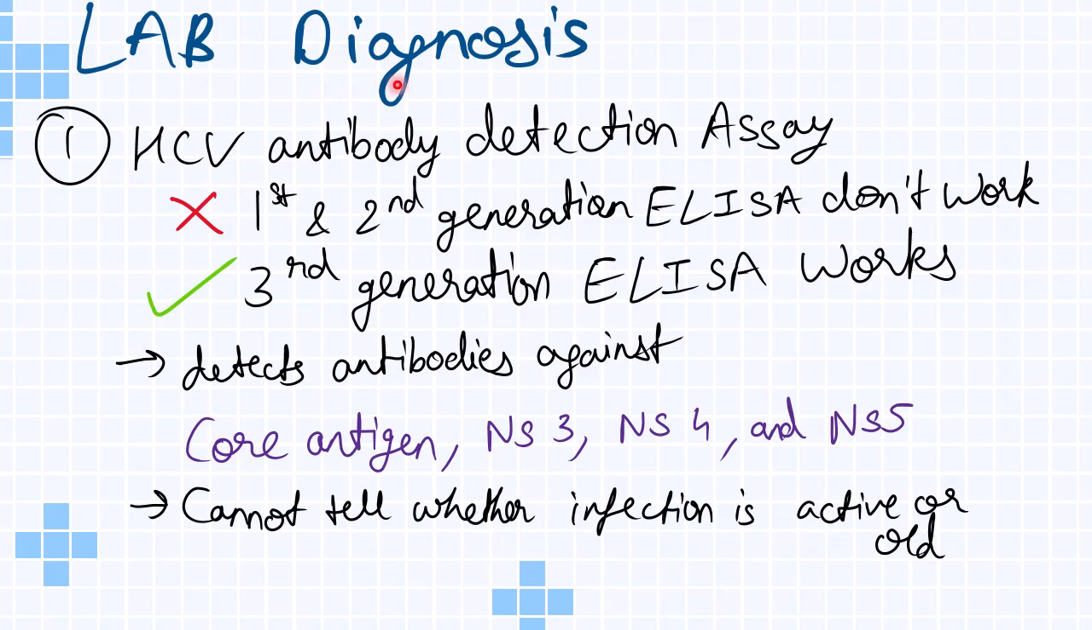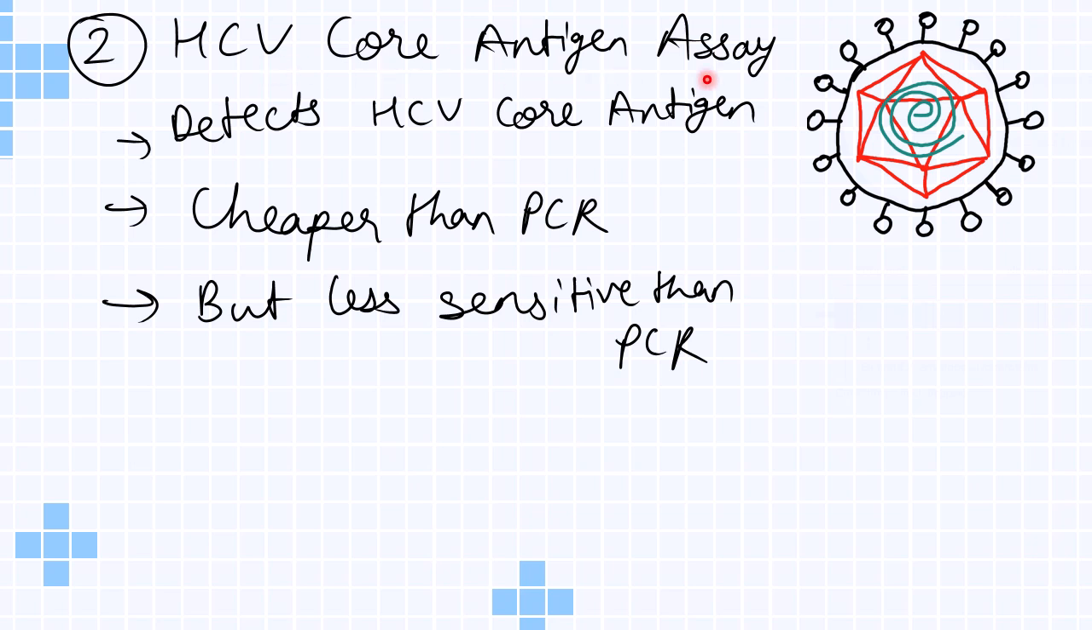Now coming to lab diagnosis, the first one is HCV antibody detection assay. So it basically detects the antibodies. Please make a note of it. First and second generation ELISA don't work, but third generation ELISA works. It detects antibodies against core antigen, NS3, NS4, and NS5. We cannot tell whether the infection is active or old from this method. The second one is HCV core antigen assay. It detects HCV core antigen, as you can see in this image. It is cheaper than PCR, but less sensitive than PCR.